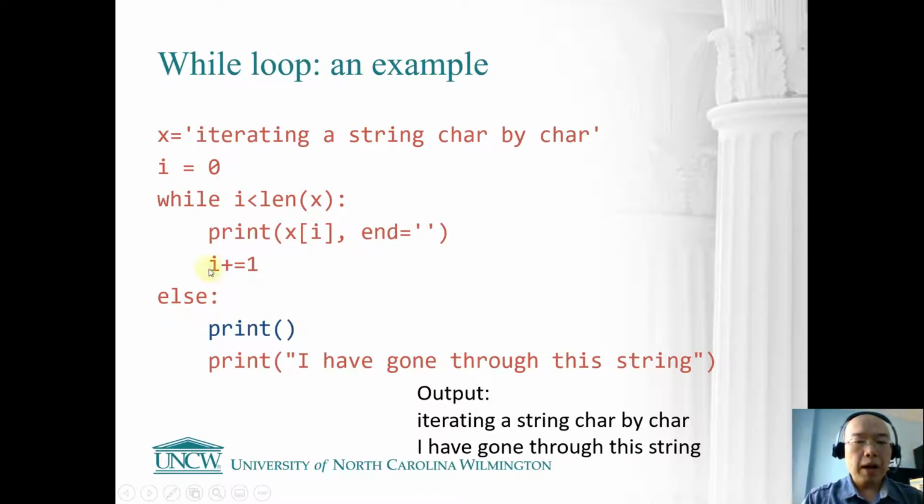Remember, we can make use of the else after everything has been visited, and then I do a print. I print nothing, but by default Python will give me a line break, right? And then I print I have gone through this string. So eventually I will visit all the characters one by one, and after that we stop here, but this print will help me do a line break. So I start here, and then I print I have gone through this string.